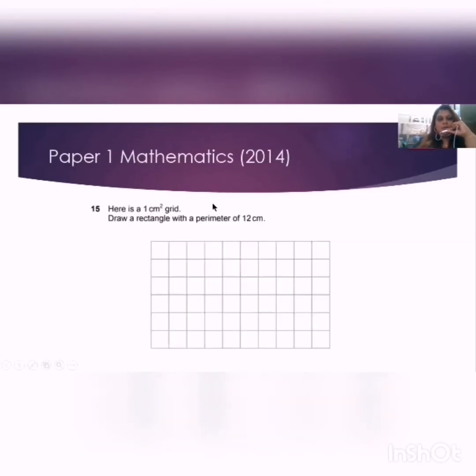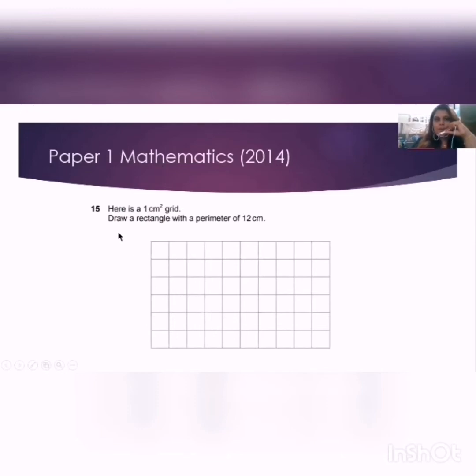Here is a 1 centimeter square grid. Draw a rectangle with a perimeter of 12 cm. Now what is perimeter? Perimeter is the distance around a 2D shape. So here they're asking us to draw a rectangle. So when we add the sides, we should get 12 centimeters. So what are the possible answers here?